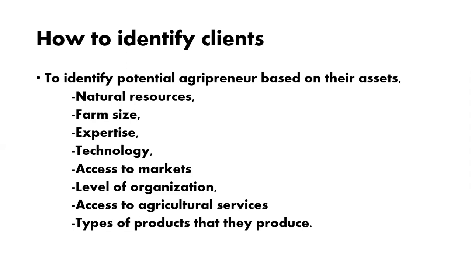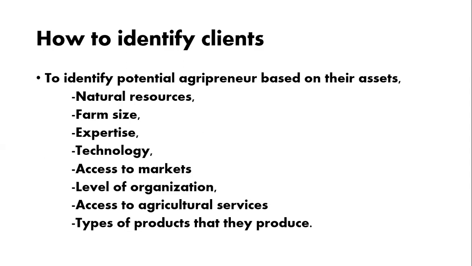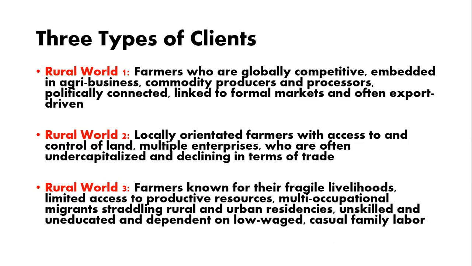And there are three types of clients available. These are the potential client identification based on assets. We can categorize these clients into three types. As an extensionist, when I go to the field, I can identify three main types of entrepreneurial skills clients, right? One is rural world one. This is based on GPRA's guidelines. We call it rural world one, one type of category.